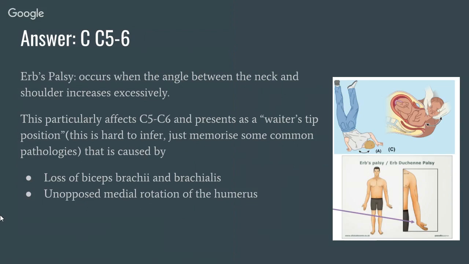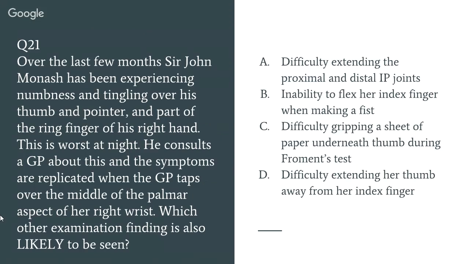Erb's palsy is a common occurrence when you have an excessive angle between your neck and shoulder. With this kind of injury, you get what's called the waiter's tip position. It's kind of hard to infer what a waiter's tip means, but it's when your arm is locked in extension like that. Sorry, you've lost extension, so it's locked in kind of like a flexion like that. So you have loss of biceps brachii and brachialis, as well as unopposed medial rotation of the humerus. This is a pretty specific pathology, so I recommend you just commit it to memory. And just remember that the main nerve roots impinged are 5 and 6.